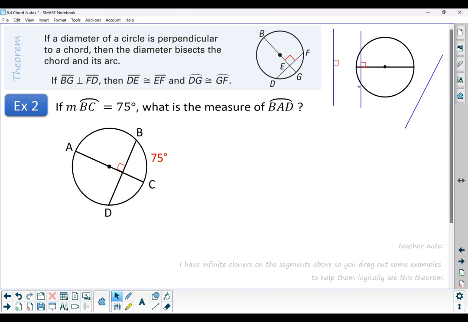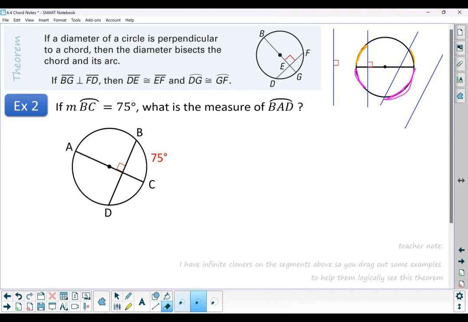Anytime the chord makes a 90 degree angle with the diameter, we know that the diameter is cutting that chord into two equal pieces, and that the arcs are also equal on each side of the circle. This makes sense that it has to be 90 degrees if you think about it. If I have a chord that is not at 90 degrees to the diameter, you can see that this arc and this arc are definitely not the same. They're definitely different. But anytime it's a 90 degree angle, we know that they are the same. So this one would be equal to this one.